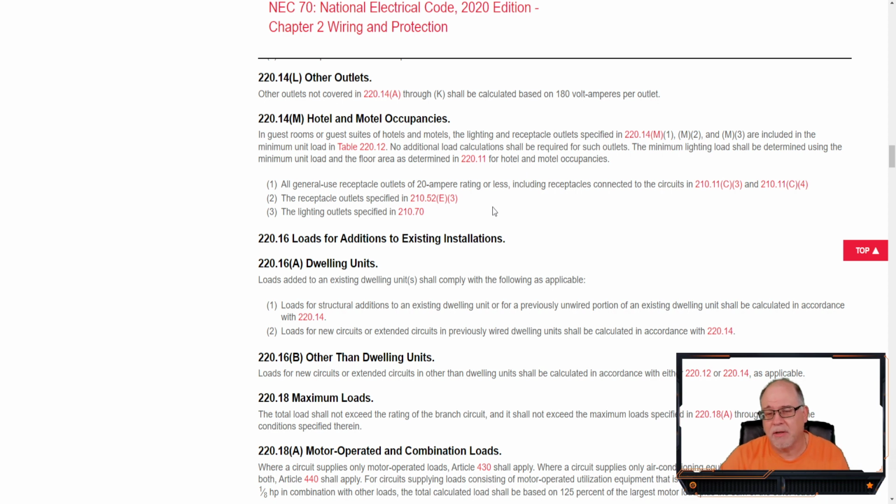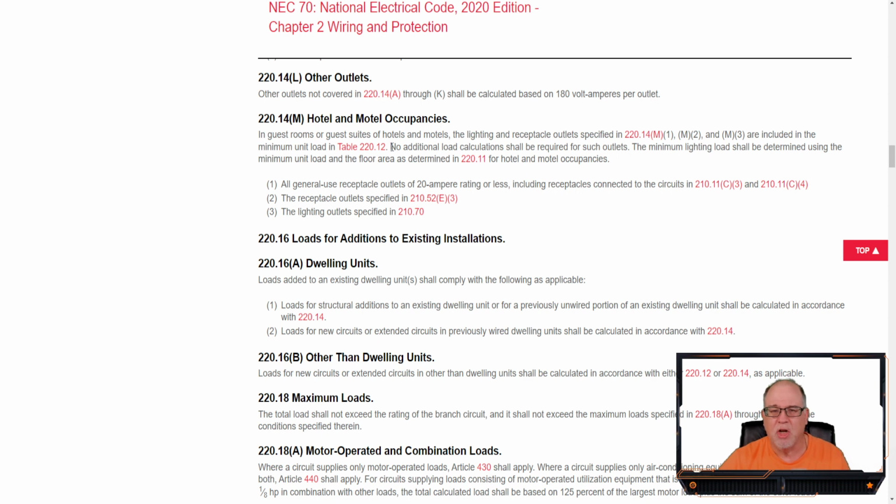It's already covered. So in our question, it didn't matter that there were 8 receptacles and one of them was GFCI. It's irrelevant. That's not what's being asked. Those receptacles are included as part of the 1.7 VA per square foot, so we don't have to do anything for that. And where do you get that? Right here, it tells you that the lighting and receptacle outlets specified in 220.14(M)(1), (2), and (3), which are these we just talked about, are already included in the unit load in Table 220.12, and that was 1.7 VA per square foot.